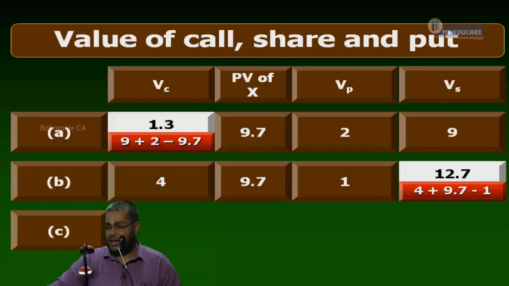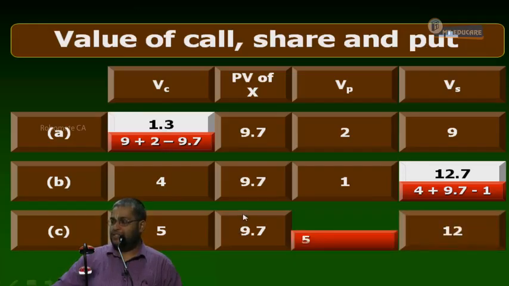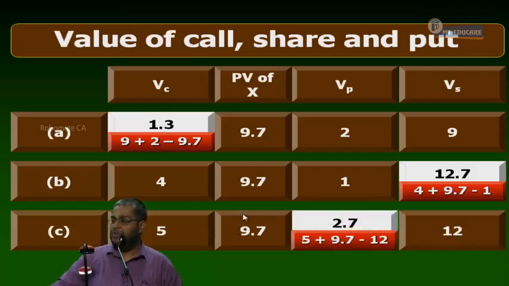Now, third question. The call value is 5. The share value is 12. They ask you to find the value of the put. PV of X is 9.7. So the value of the put is 5 plus 9.7 minus 12, which gives you 2.7. That is the answer for this particular question.